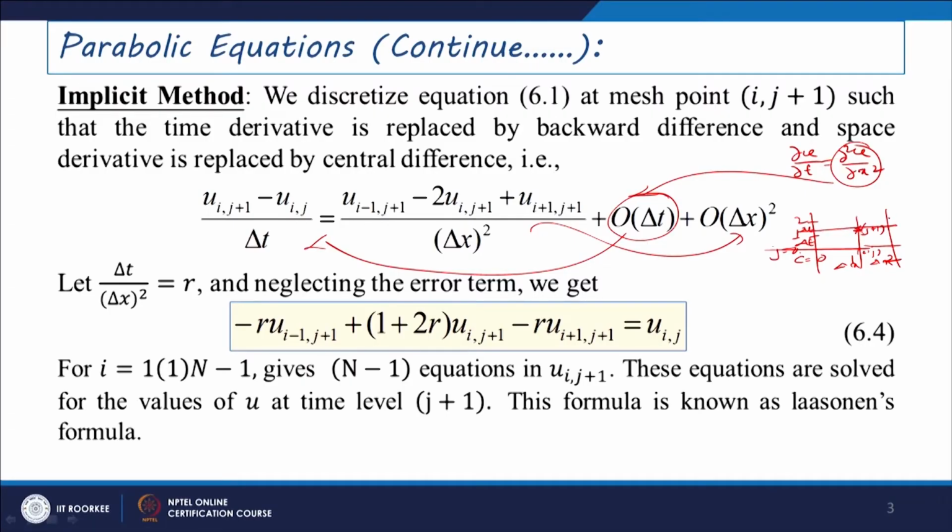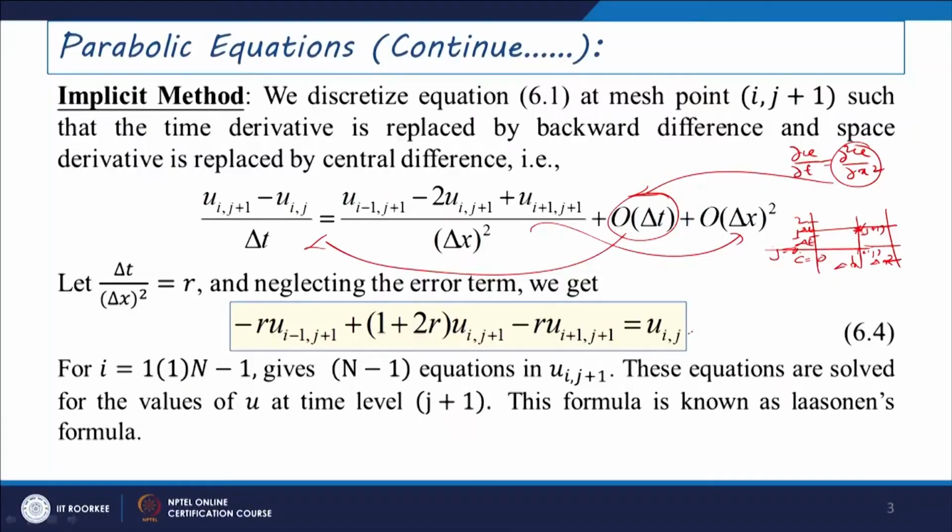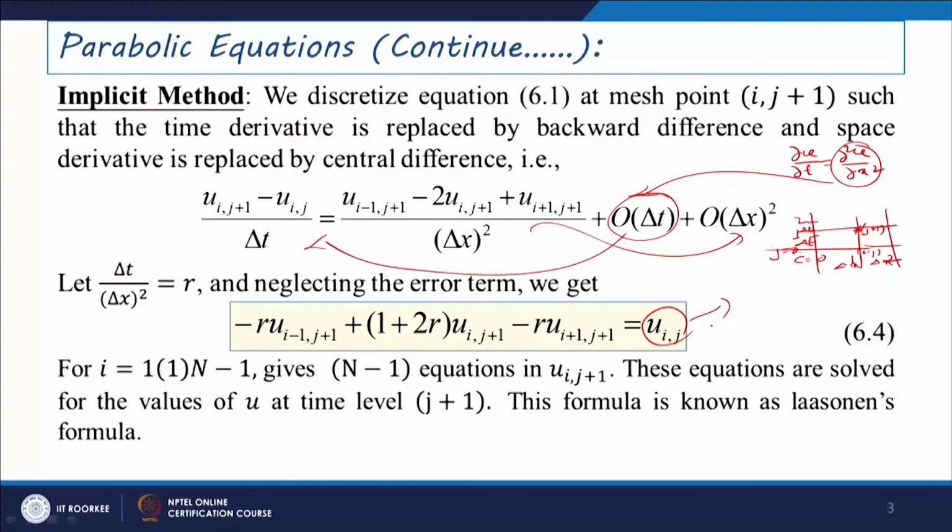So, if we want to find these values at the unknown level, we have to consider the values that are known to us at the known level. That is why we have u i j on the right hand side of this equation, since these values are known. If we go for i equals 1, 2 up to n minus 1, it will furnish n minus 1 equations in u i, j plus 1, and these equations are solved for the values of u at each time level j plus 1. This formula is known as Laasonen's formula.